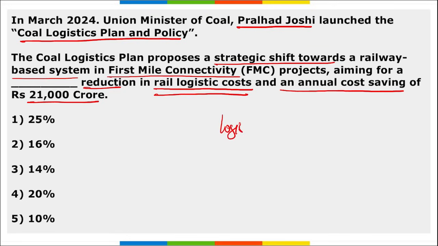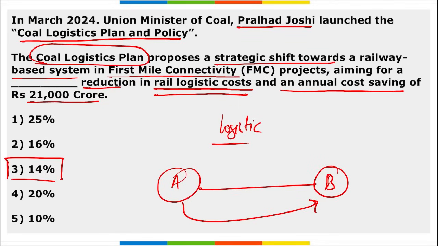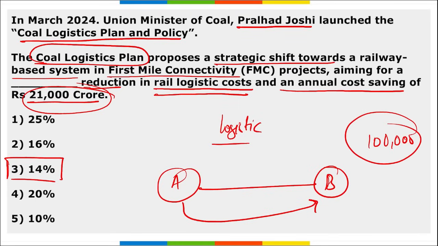See, logistic cost is basically when a product goes from location A to location B, the amount of cost that will be required to transfer this product from A to B is your logistic cost, correct? And under this coal logistic plan, it is stated that the reduction will be there in the rail logistic cost. And how much reduction? So 14% reduction will be there in this coal rail logistic cost, and there will be an annual saving of 21,000 crore rupees. Apart from this, this will also reduce air pollution, and it is estimated that almost 1 lakh tons of carbon dioxide, or we can say 1 lakh tons of pollution, will be reduced per annum.